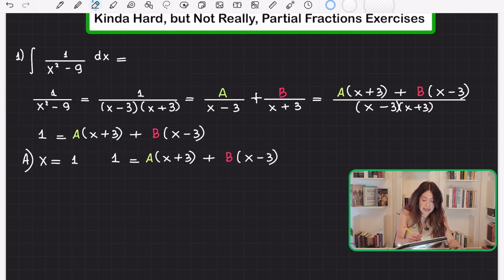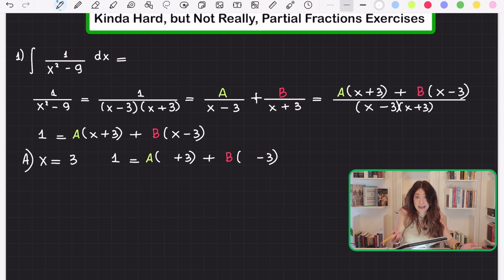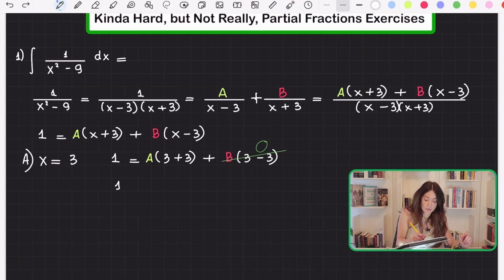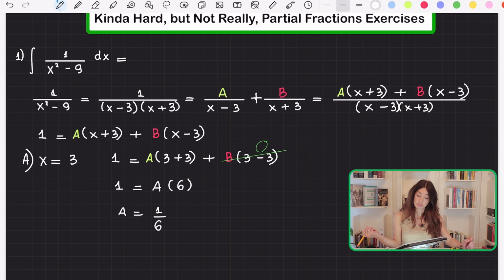And wherever you see x, oh my goodness, I said 1. No, that will not get me anywhere. I mean, you can set x to 1, but that's not going to get you far. So that's going to eliminate that part, which is what I wanted. So then what do I have left? A times 6, right? So how do I find a? A is 1 over 6.